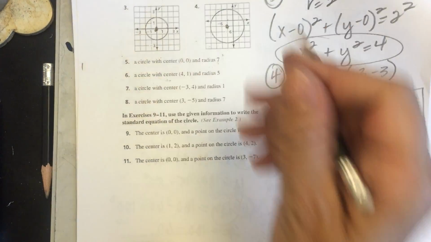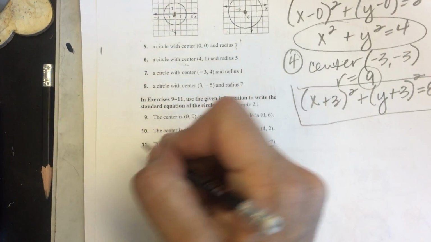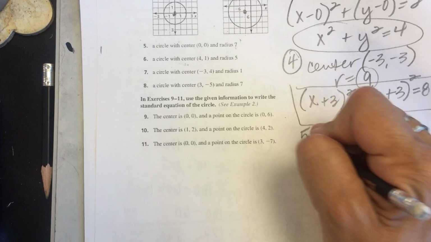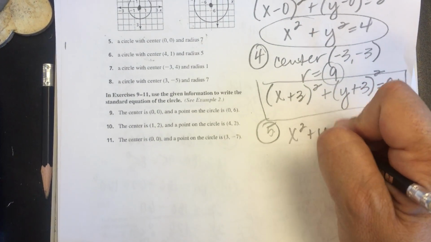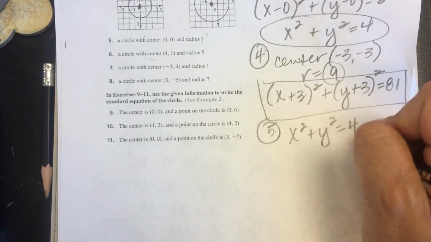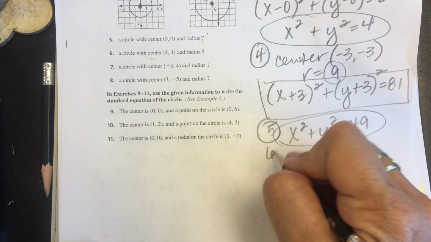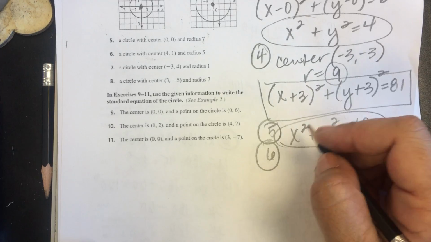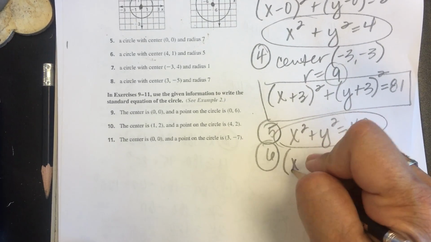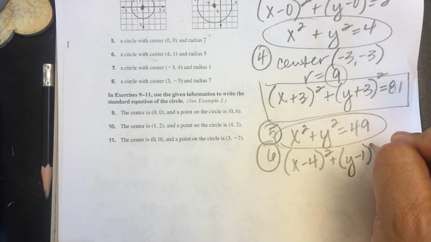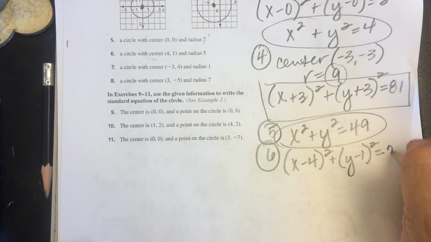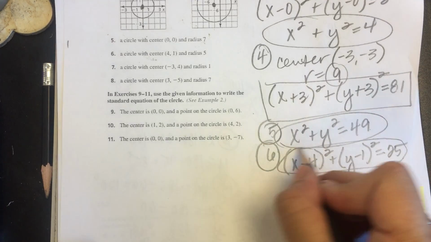Number 5. A center at 0, 0, radius is 7. x squared plus y squared equals 7 squared, which is 49. Number 6. A circle with a center at 4, 1. x minus 4, that quantity squared. y minus 1, that quantity squared. The radius is 5. 5 squared is 25.